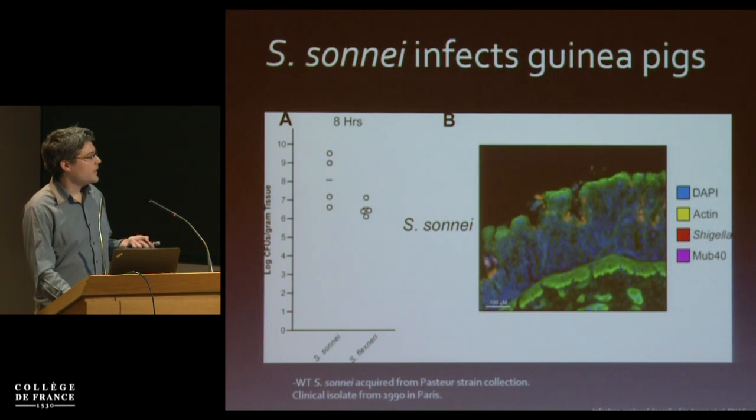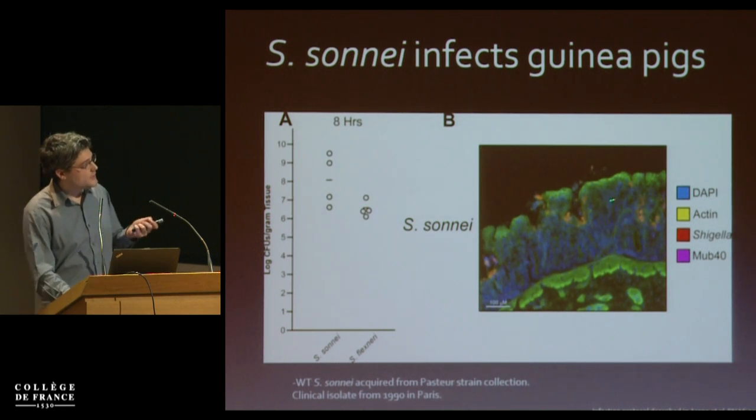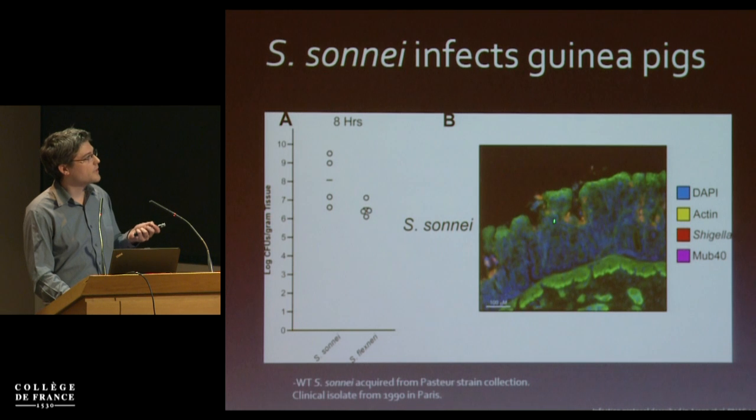We obtained a wild-type Shigella sonnei strain from the Pasteur strain collection. It was a clinical isolate from Paris in 1990. When we infected guinea pigs with it, we saw that it was at least as infective and invasive as the lab Shigella flexneri strain. You can see on the right side the tissue damage that occurs when guinea pigs are infected with this strain. You can actually see the colonic crypts being detached from the underlying epithelial layer.